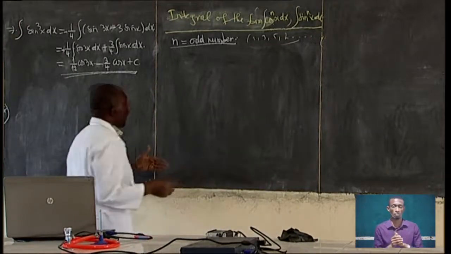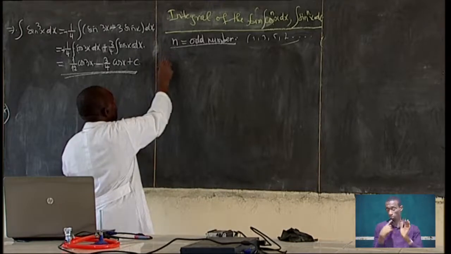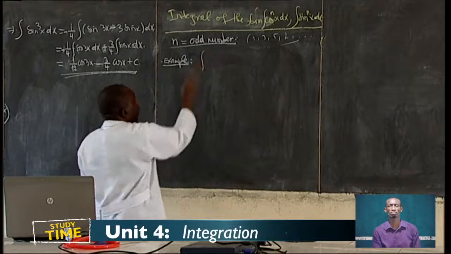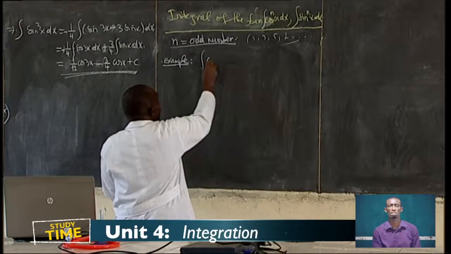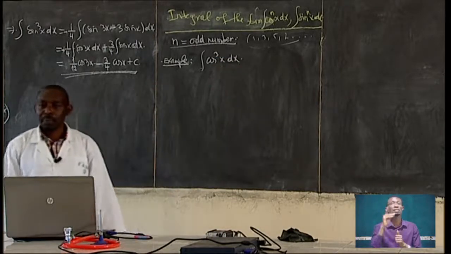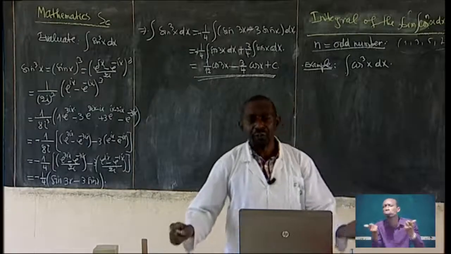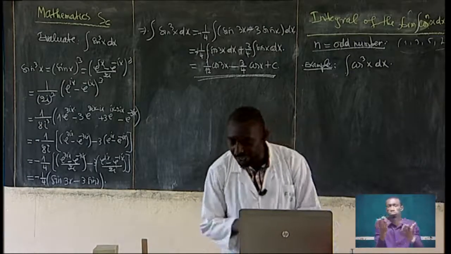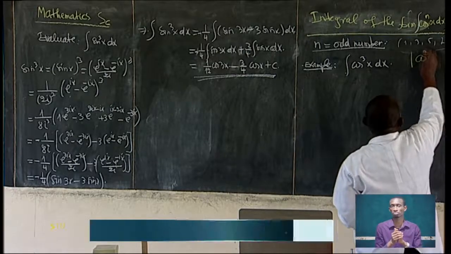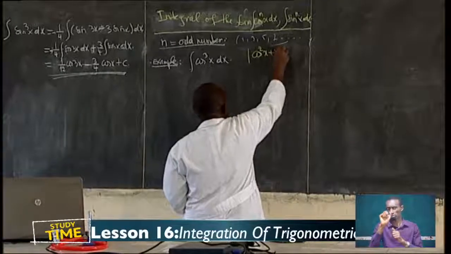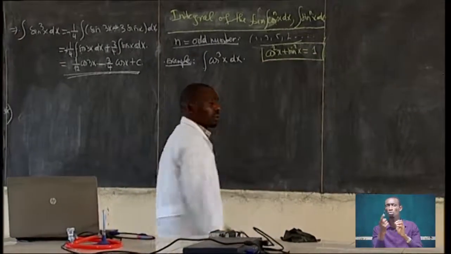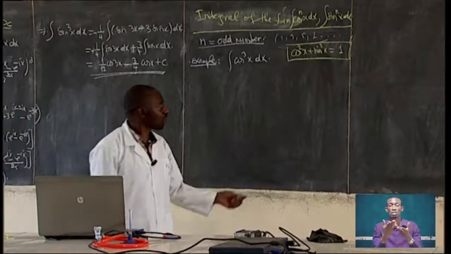Let us explain a few examples. Integral of cosine cubed x dx. How to solve, how to evaluate those kind of integral? We can use this trigonometric identity, cosine squared x plus sine squared x equals 1 for any value of x. X is a real number, of course.